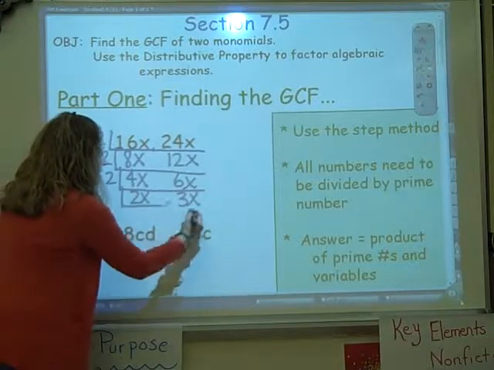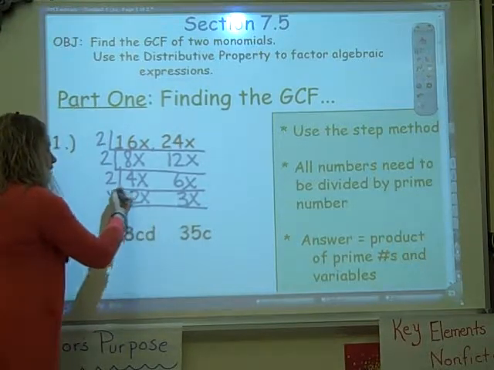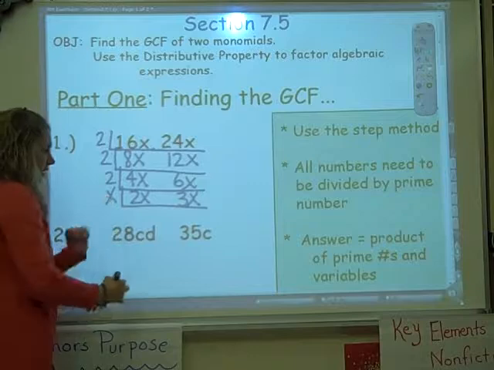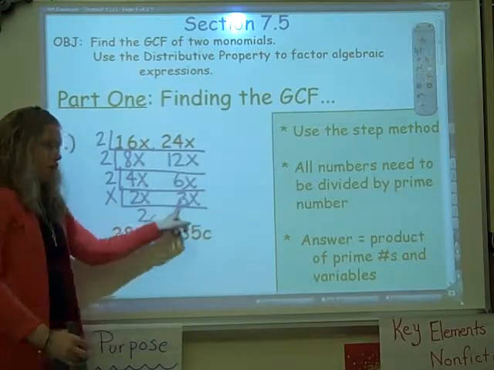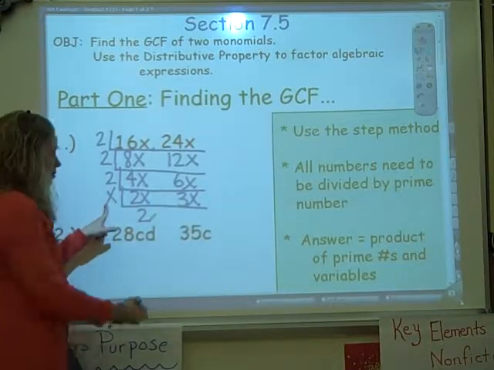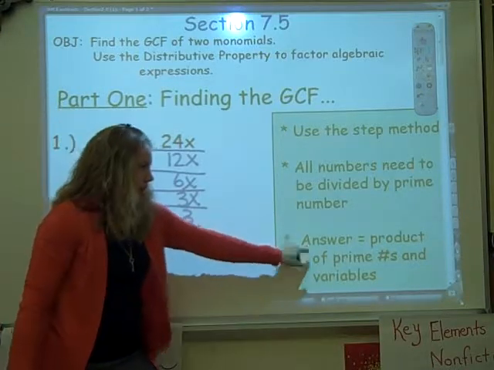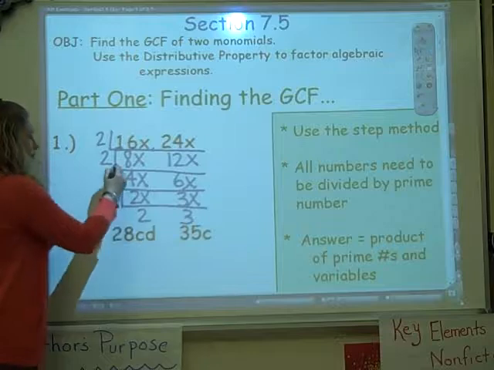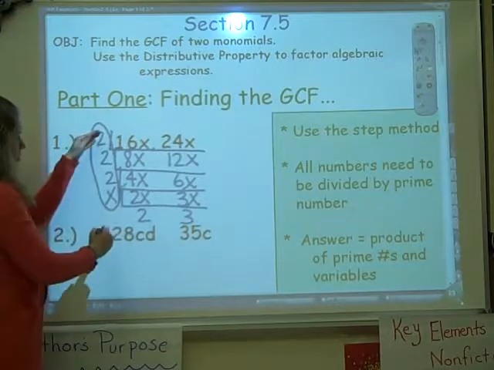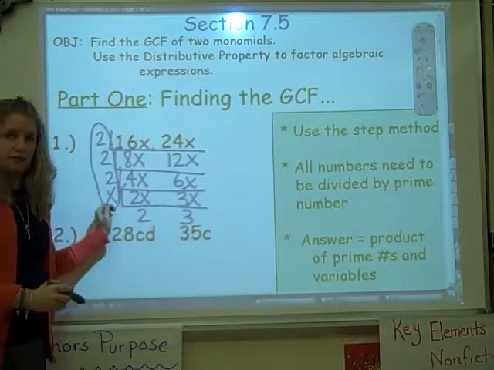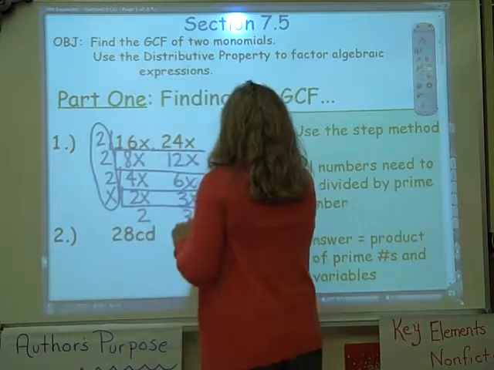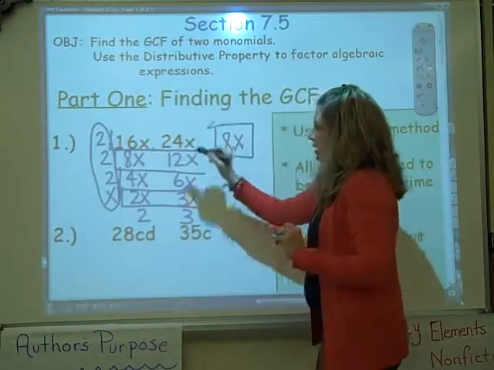I look at my variables. They both have an x, so I can divide out the x. 2x divided by x will leave me with 2. 3x divided by x will leave me with 3. Your answer, right here, is the product of the prime numbers and the variables. That's all of this: 2 times 2 times 2 times x, which is 8x. So that's your answer.